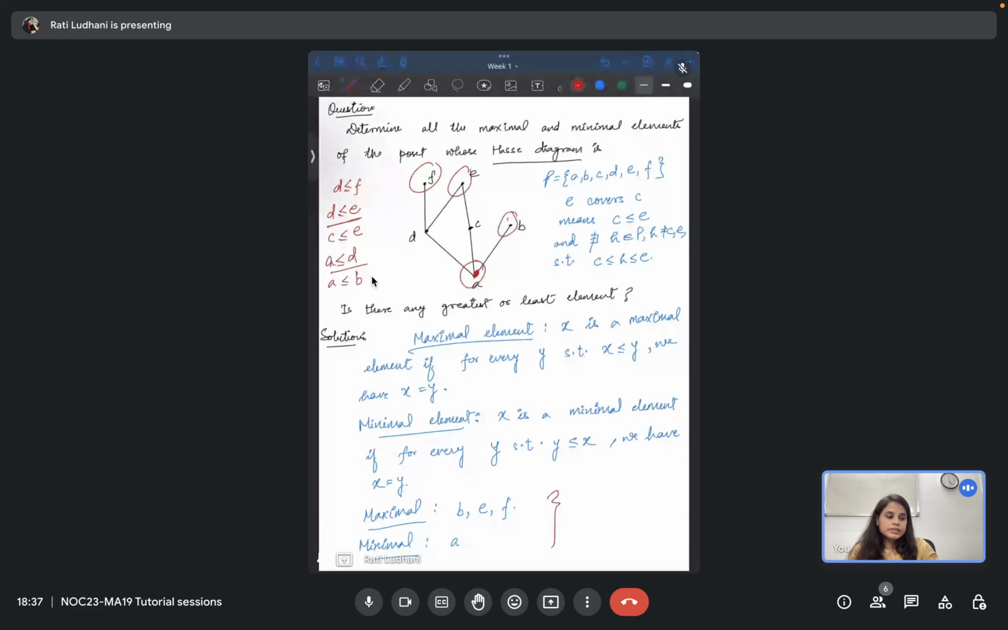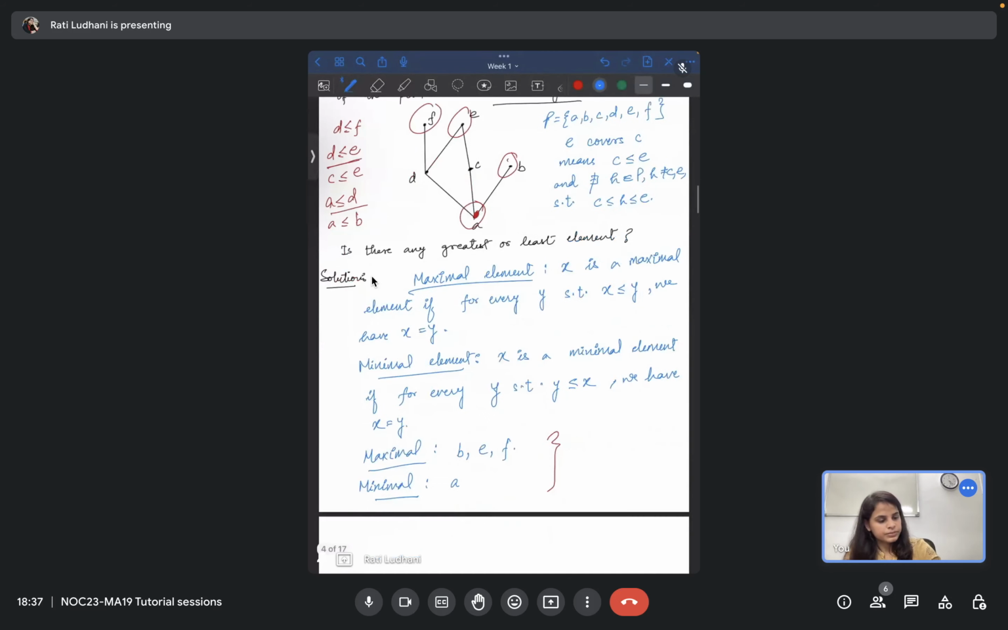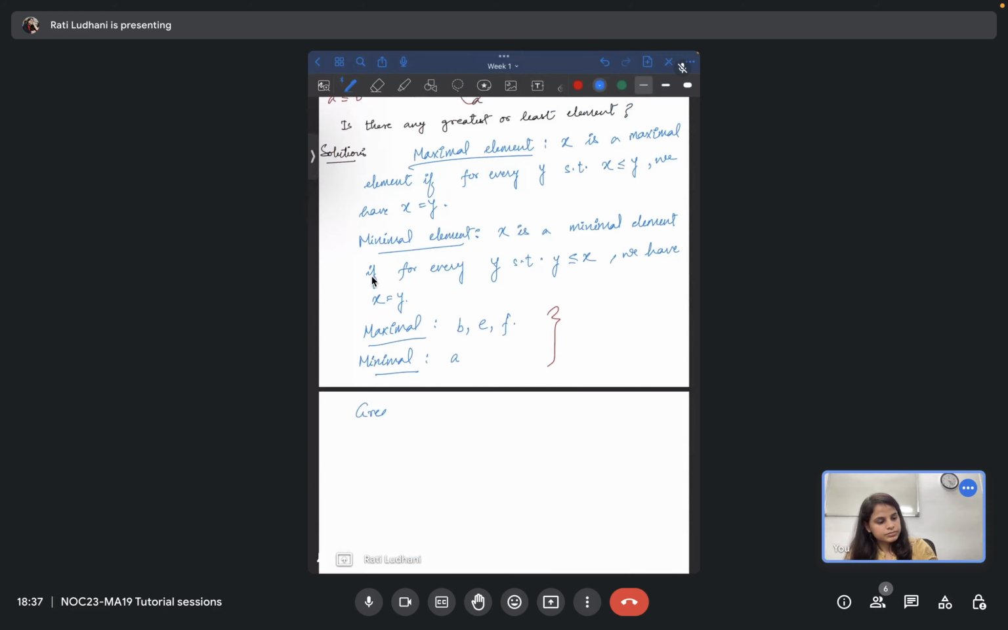And what about greatest and least element? So greatest element, from the definition, means you have an element x such that every element is below x. There is at most one greatest element, so there could be one or there may not be, but it will be at most one.